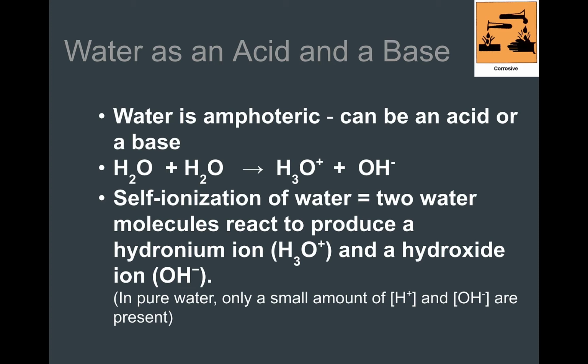Anytime you have a sample of water, a small part of that water has dissociated into H3O+, which is called the hydronium ion, and OH-, which is called the hydroxide ion. So water undergoes something called self-ionization. Two water molecules react to produce H3O+ and OH-. When you have pure water, there's only a very small amount of H+ and OH- present, because as soon as they dissociate, they go back together and reform water.